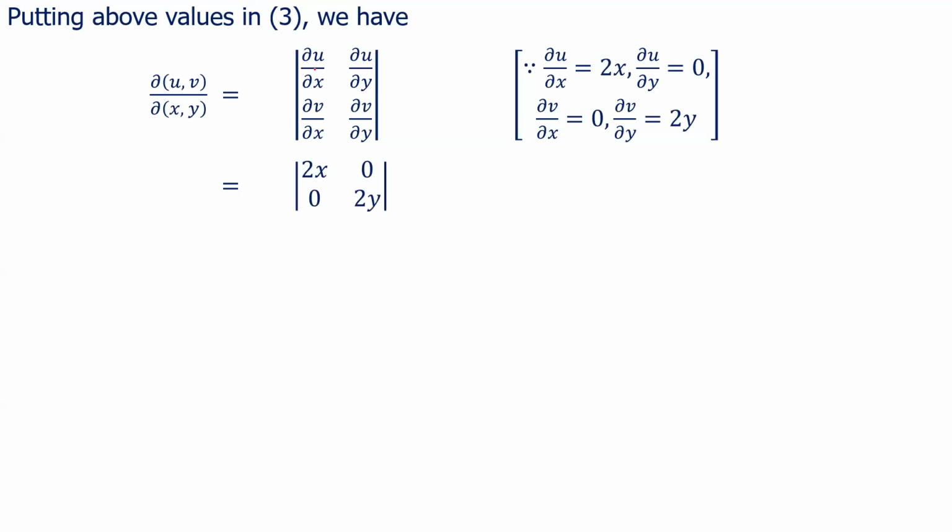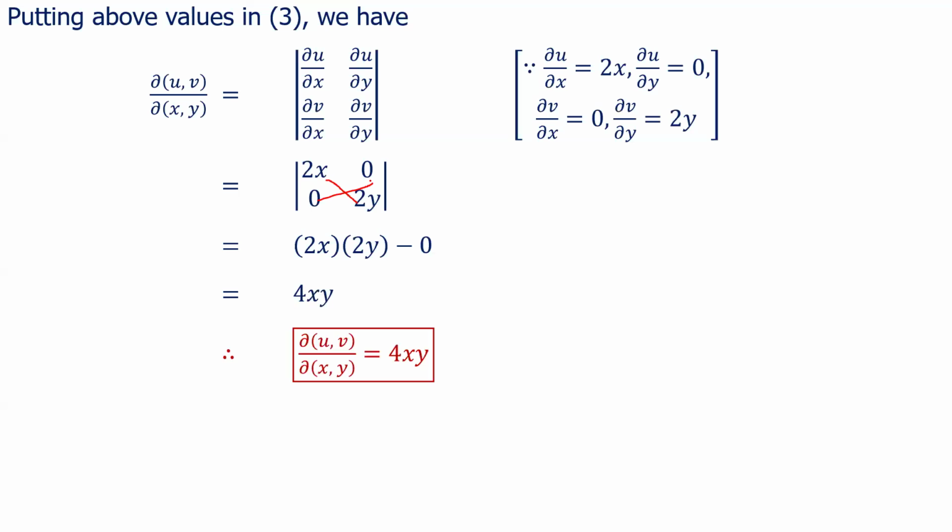What is del u del x? Del u del x is 2x, del u del y is 0, del v del x is again 0, and del v del y is 2y. So after putting all these values, we have the determinant 2x, 0, 0, 2y. And now if we simplify the determinant, we just multiply this into this minus this into this. So 2x into 2y minus 0, and it gives us 4xy. So this is the Jacobian of uv with respect to xy, which is 4xy of the given functions. Thank you.